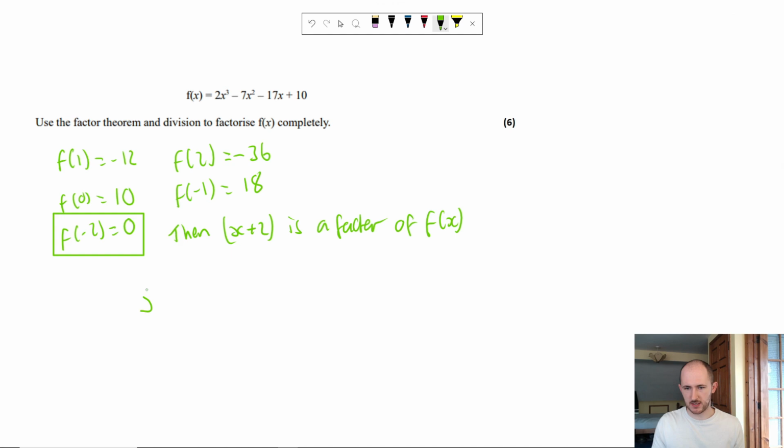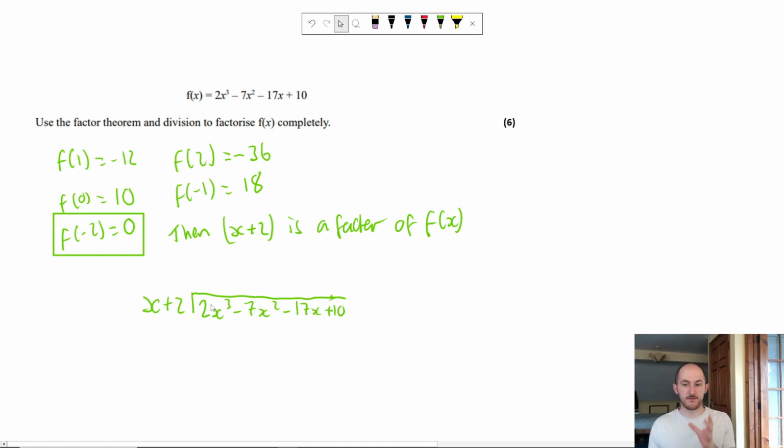So x plus 2, and then we're using the good old-fashioned bus stop method. If you'd like, you can pause the video now and have a go yourself, but I'm going to go through it. So 2x cubed minus 7x squared minus 17x plus 10. We start by dividing the first term by the first term in the divisor. So 2x cubed divided by x is going to be 2x squared. Then we times it by x again, so that's 2x cubed, and then plus 4x squared, because we did 2x squared multiplied by 2.